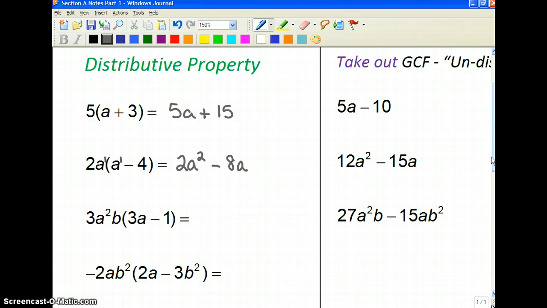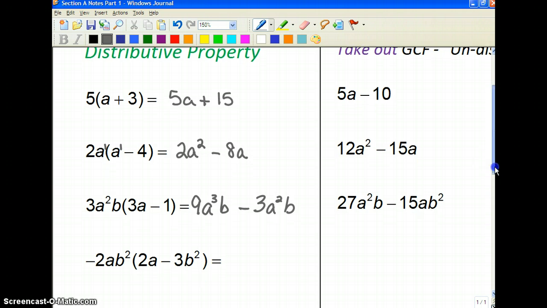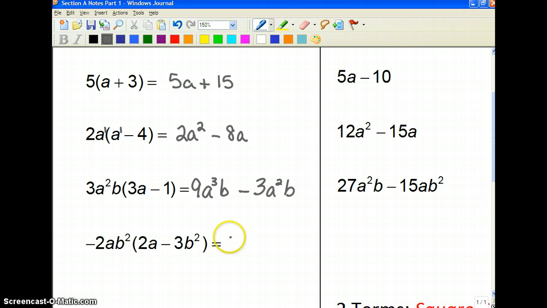Keep going. Distribute. 3 times 3 is 9a to the third b minus 3a squared b. And finally, we would get negative 4a to the second b to the second plus 6ab to the fourth. Now I'm fairly confident that we could get all 4 of these questions correct. Now we'll move on to factoring.